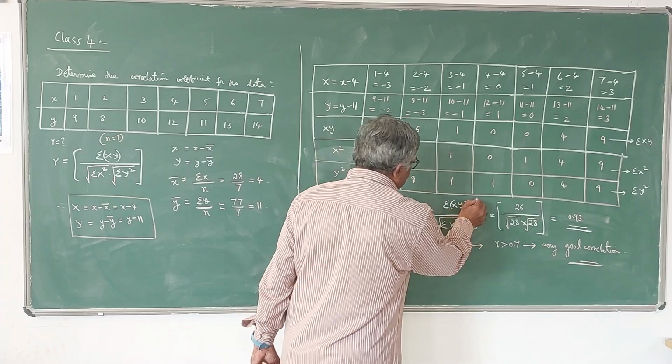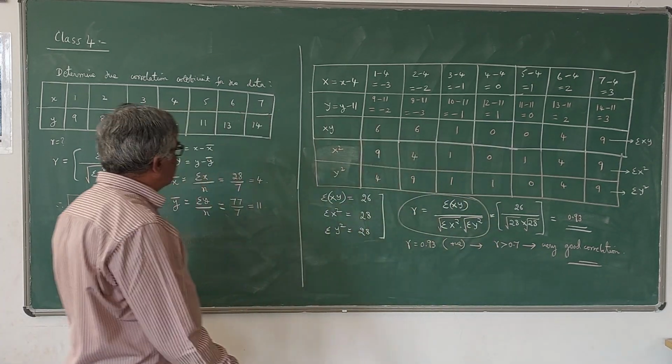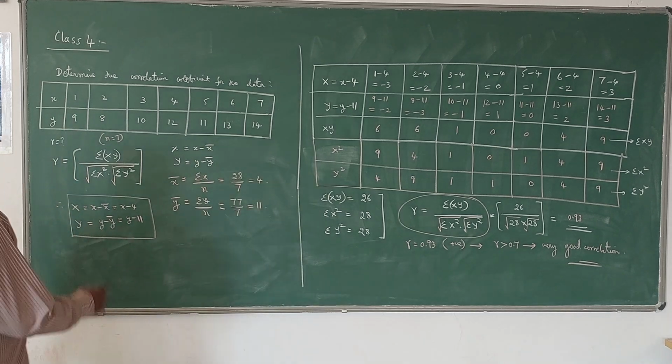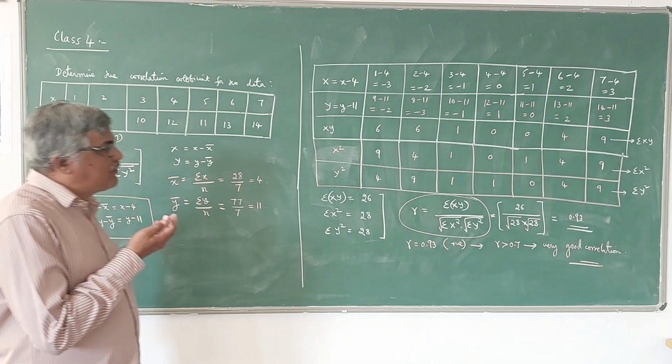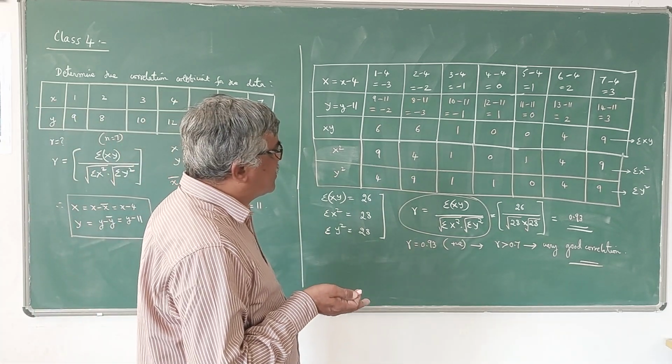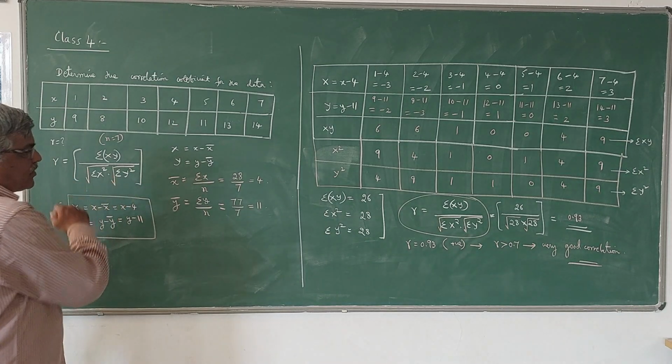So please make this correction. Sigma xy divided by root of sigma x square into sigma y square. That is the formula to find out the correlation coefficient. So whatever the values of x and y, you can just use this formula to find out the correlation coefficient.